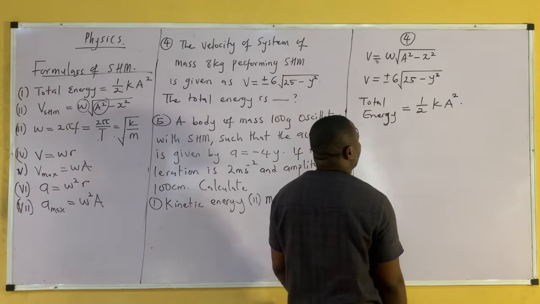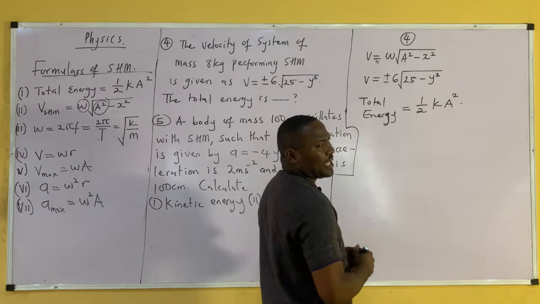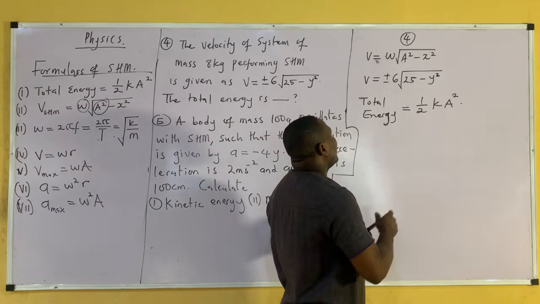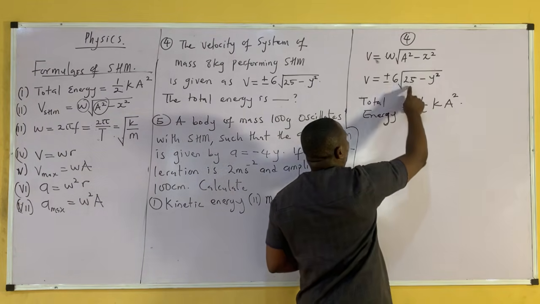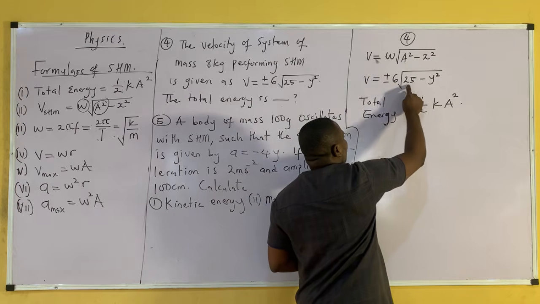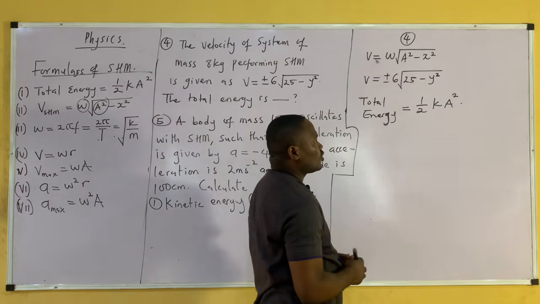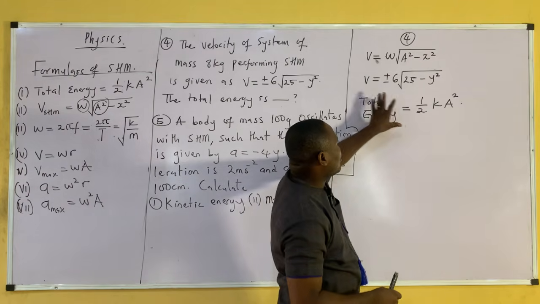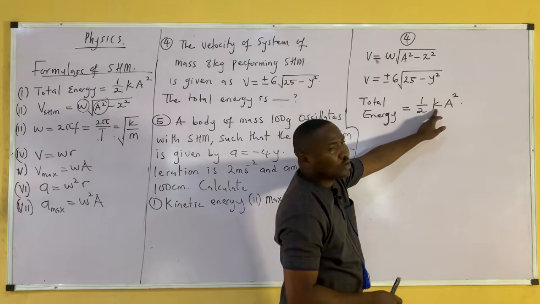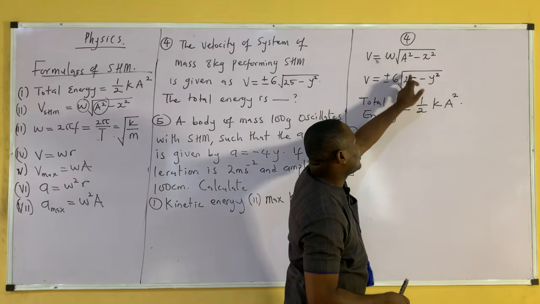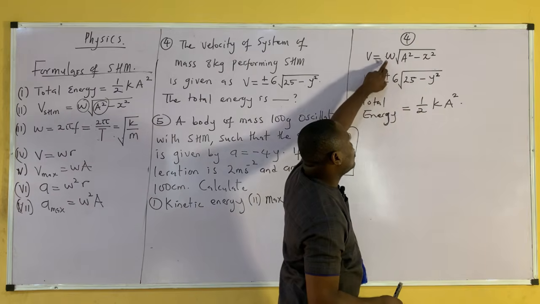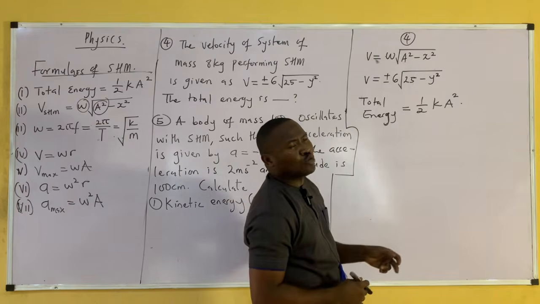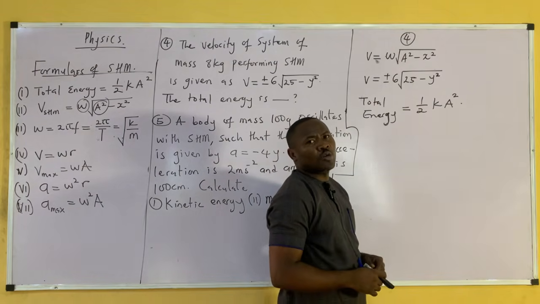That's the total energy. Now the question is, do I have K? Do I have A squared? Now if you look very well, comparing this with this, I know my A squared. My A squared equals 25. So I only have my A squared. I do not have K. So I cannot solve directly because I do not have K. But I have my A squared equals 25, W equals 6, X squared equals y squared. So what will I do? I have to look for a way to solve for K.